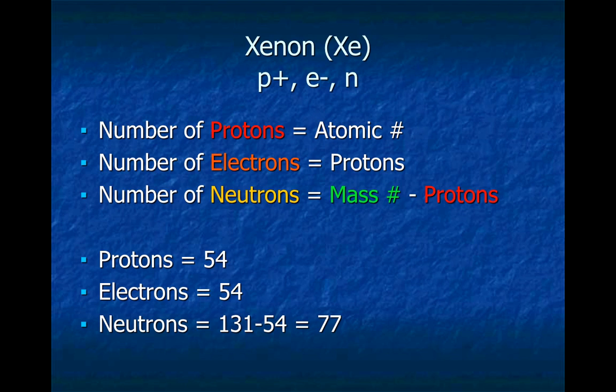Xenon can be found in group 8 on the periodic table. It has an atomic number of 54, so it has 54 protons. The number of electrons equals the number of protons, so it also has 54 electrons. The atomic mass of xenon is 131.29. This rounds to 131, so 131 minus 54 protons gives us 77 neutrons.